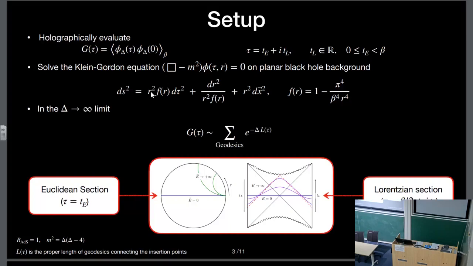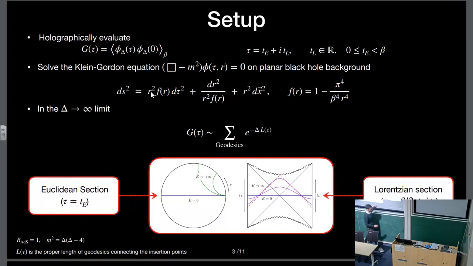As I said before, if I take the delta to be large, I can use the WKB analysis to just show that this correlator, to leading order, can be given just by a sum over saddles, which in this case are geodesics, which connect the insertion points on the boundary. And in particular, I'll be interested in two sections.